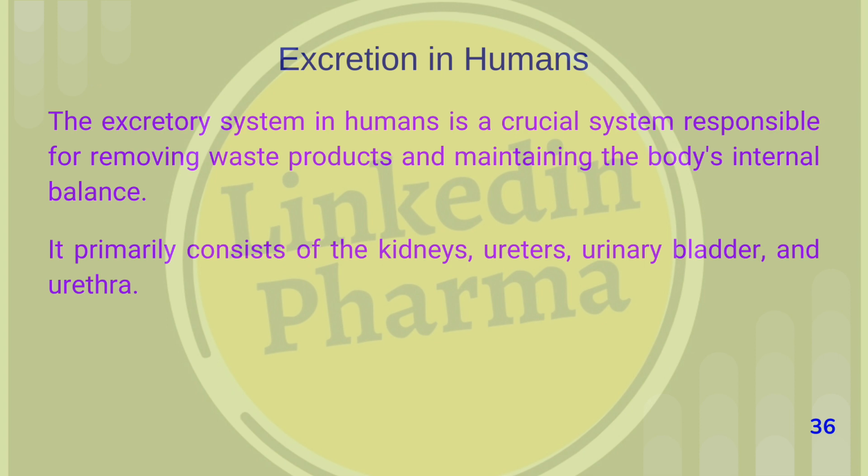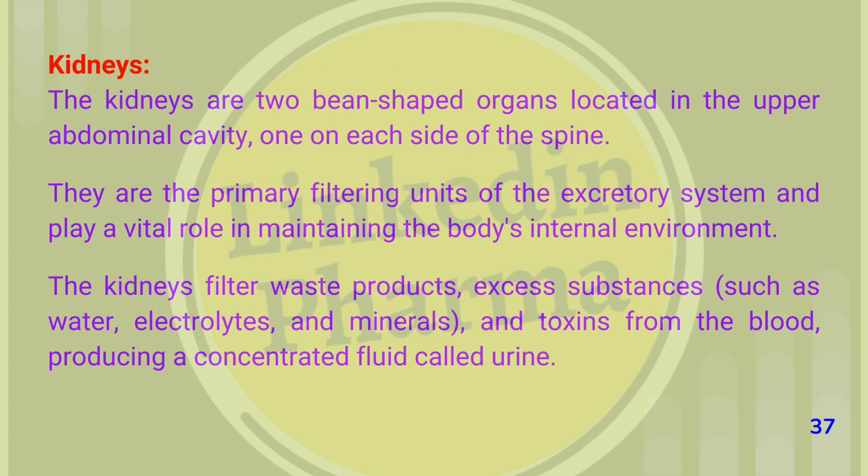Excretory system in humans. The excretory system in humans is a crucial system responsible for removing waste products and maintaining the body's internal balance. It primarily consists of the kidneys, ureters, urinary bladder, and urethra. Kidneys. The kidneys are two bean-shaped organs located in the upper abdominal cavity, one on each side of the spine. They are the primary filtering units of the excretory system and play a vital role in maintaining the body's internal environment. The kidneys filter waste products, excess substances such as water, electrolytes, and minerals, and toxins from the blood, producing a concentrated fluid called urine.